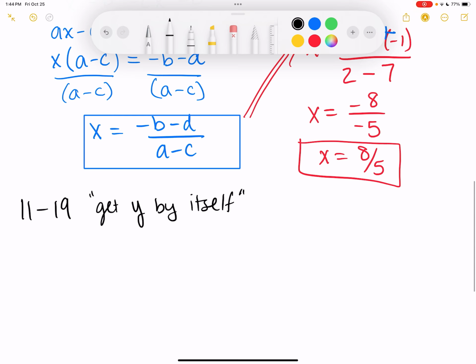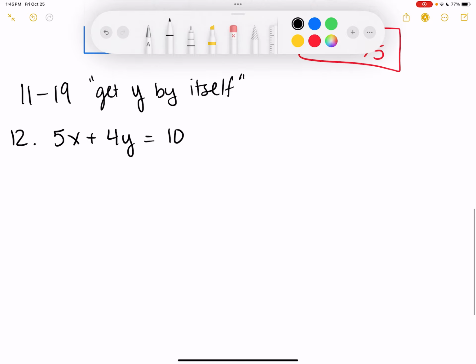All right, so number 12. 5x plus 4y equals 10. I want to get y completely by itself, so I'm going to leave that term alone for the moment. Any ideas what I might need to do first? The only thing I want left on the left side is the term with the y. So how would I move this over?